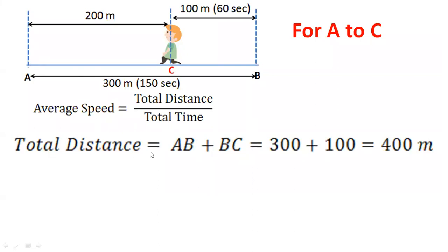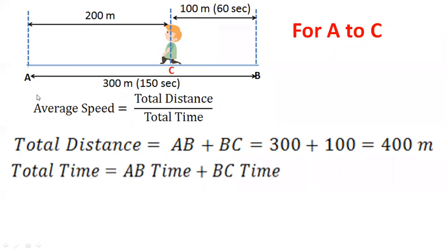What about total time? Initially, that person took 150 seconds for A to B. Afterwards, he took a time of 60 seconds. The total time would be 150 plus 60 seconds. So total time: the time required for A to B, and the time required for B to C. So that would be how much? 150 plus 60. So that would be how much? 210 seconds. Okay? Very simple.